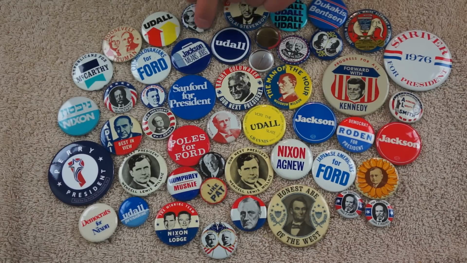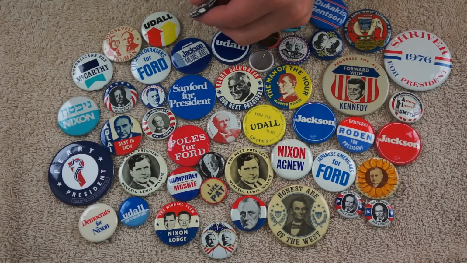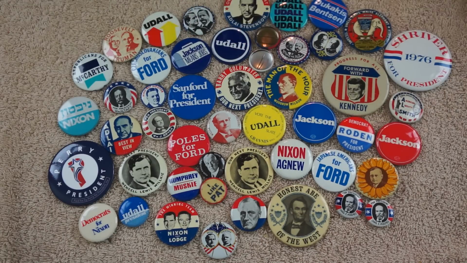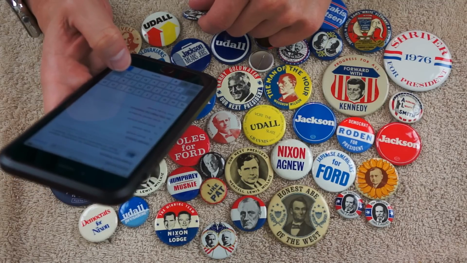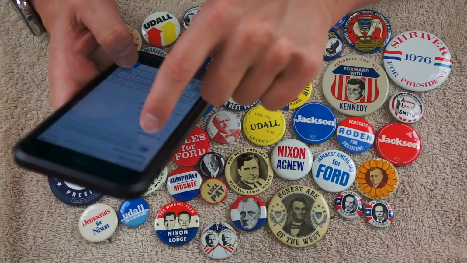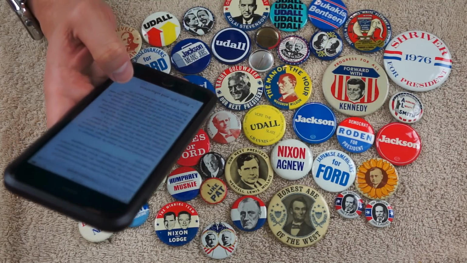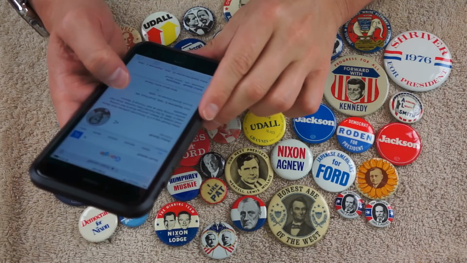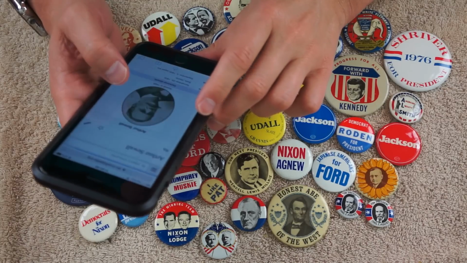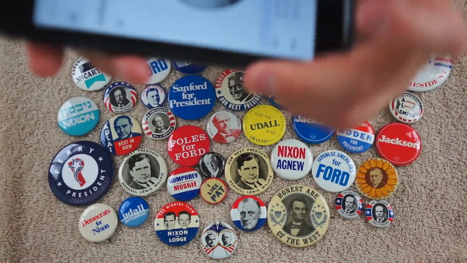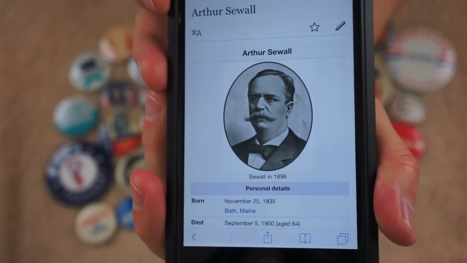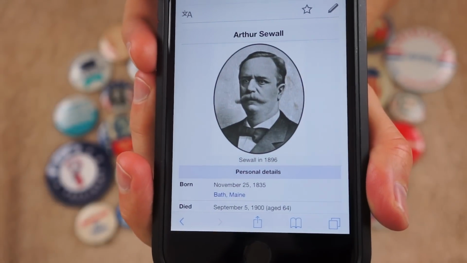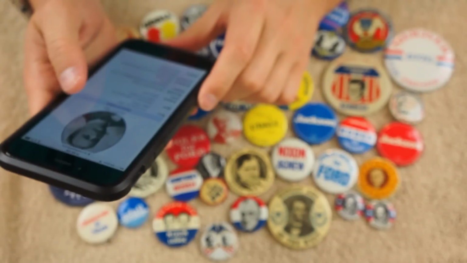It says Free Silver, Bryan Sewall. Let's look that up. Free Silver, Bryan Sewall. There we go. Arthur Sewall. Oh, here's what he looks like. He kind of looks lost, doesn't he? Like, how did I get here?